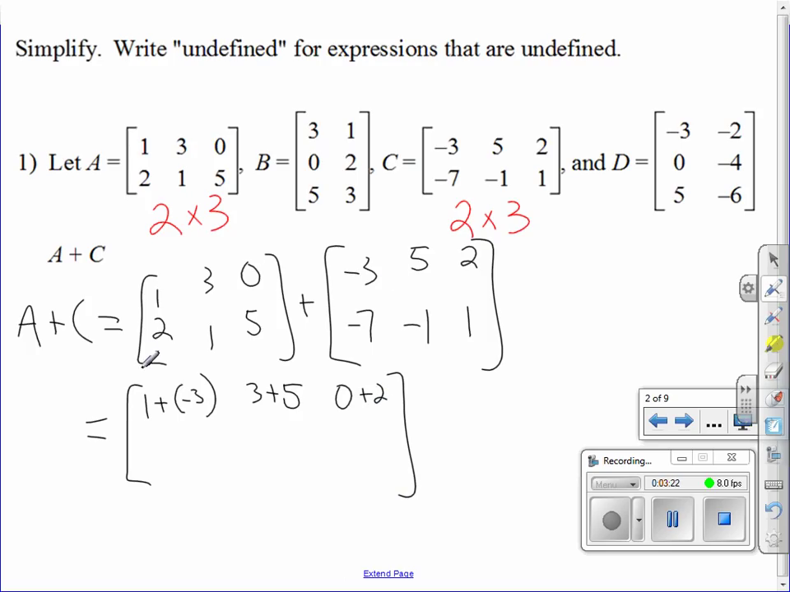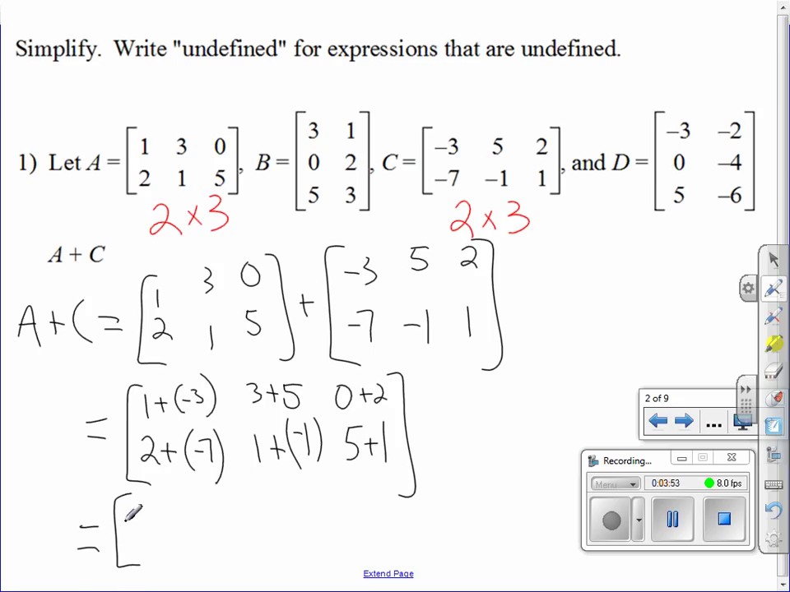All right, now let's look at the second row. I'm going to do 2 plus what? What's in the same position in the other matrix? -7. I'm going to go 1 plus -1. And then I'm going to go 5 plus 1. What this really amounts to is just doing basic arithmetic. So it looks like it's some complicated problem, but really it's not. We're just adding numbers together. So let's do that to get our final answer.